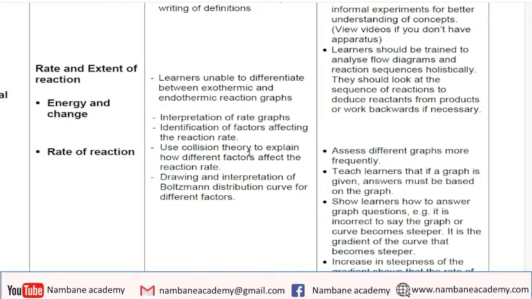So the graph will start being steeper with a high gradient, high rate of reaction, then the steepness decreases until it becomes horizontal. So please draw your graphs or show those changes in that way. Very, very important that we do it like that. And then we have to interpret the graph, and then we calculate the rate of reaction. Remember, we talk of average rate of reaction.